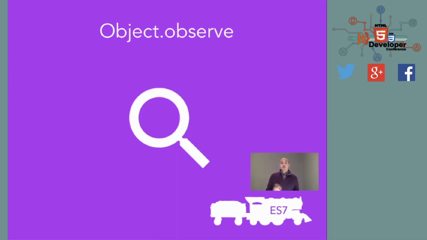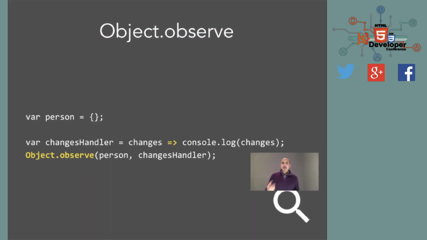Well, that's the first JavaScript 7 feature I'm going to talk to you guys about, which is Object Observe. Now, I think a few folks out there have heard of Object Observe. It's probably the most publicly discussed feature of JavaScript 7 up to this point. Now, let's take a look at how Object Observe works.